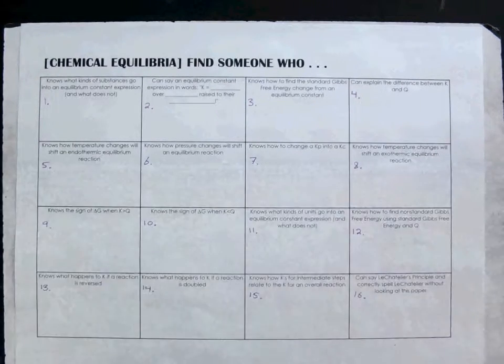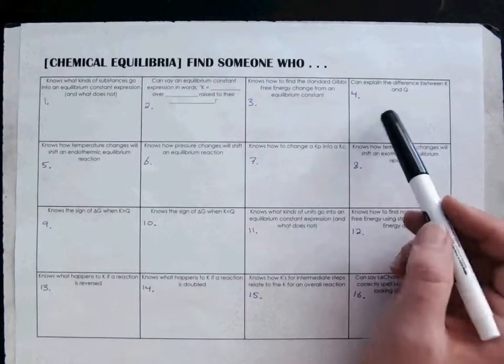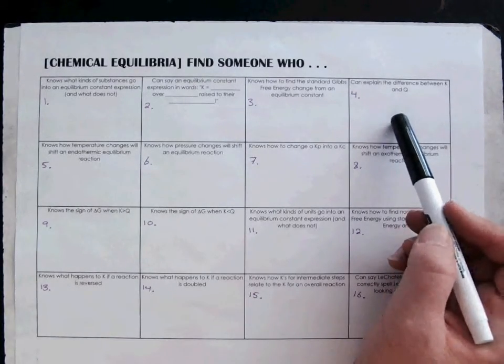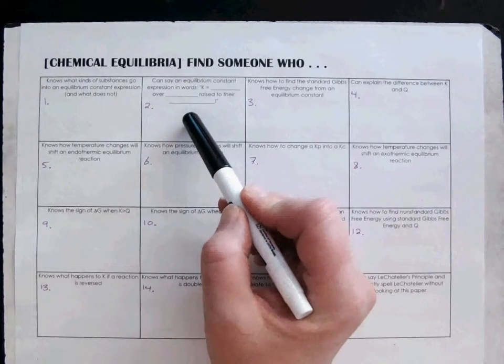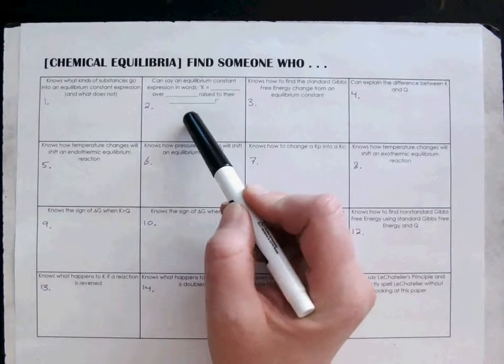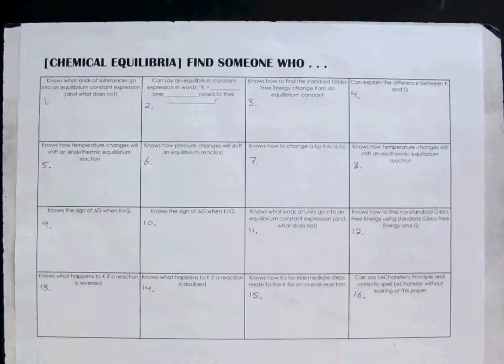Okay. Number 4 says, who can explain the difference between K and Q? They are both set up just like this, products over reactants raised to their coefficients, but K is at equilibrium and Q is not necessarily at equilibrium. If Q is too big, you have too many products and it will shift left. If Q is too small, you have not enough products and it will shift right.